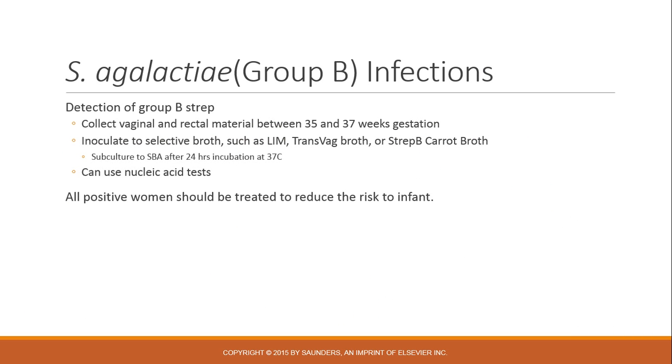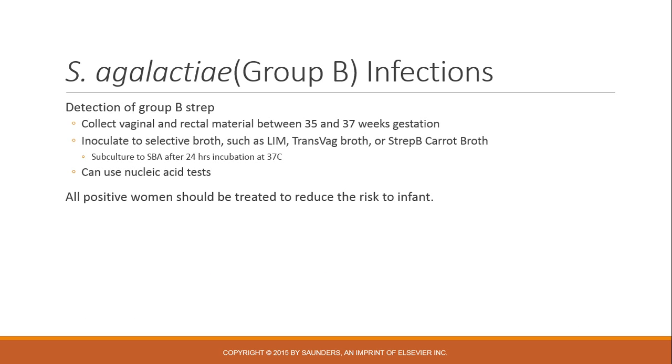Let's see. So detection of group B strep, primarily we collect the vaginal or rectal material between 35 to 37 weeks gestation, and you can inoculate that swab into some kind of a selective broth, right? And that selective broth is going to target the growth of group B strep and inhibit the growth of other kinds of flora, and that way you can optimize the recovery of this organism. So there's different kinds by different manufacturers. We talked about the Lim broth in our lab. There's also the Trans-Vag broth, and the Strep B Carrot Broth is really cool because it'll turn orange if group B strep is present.